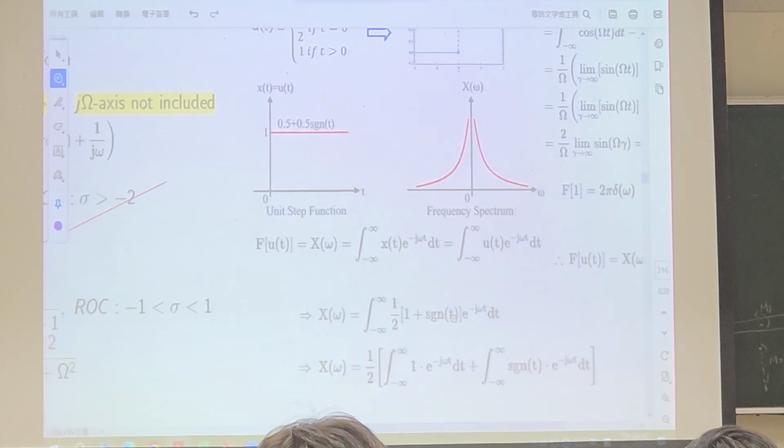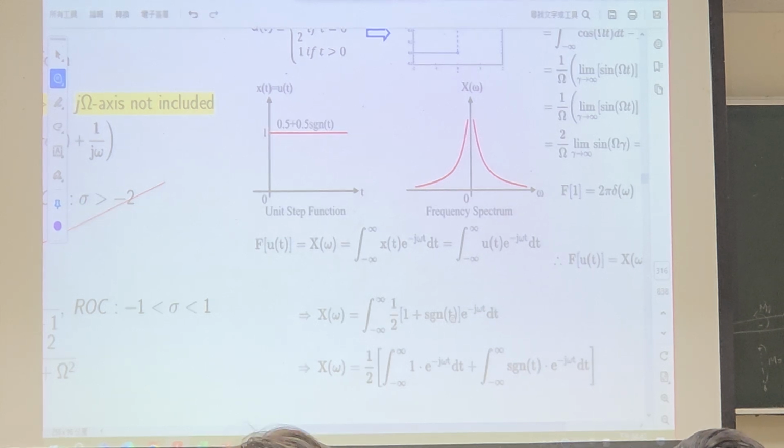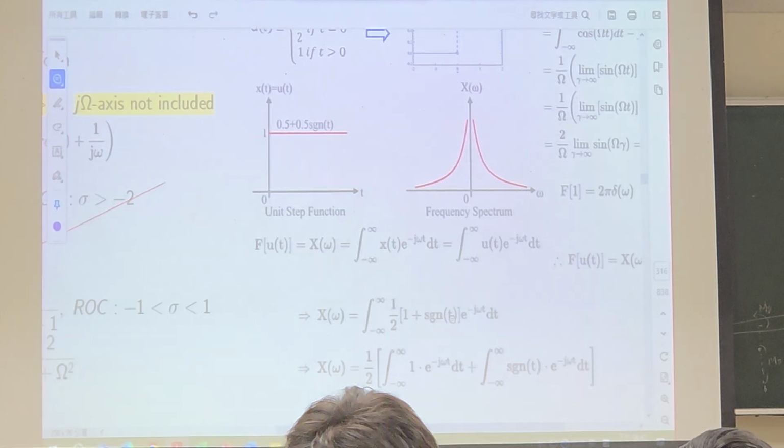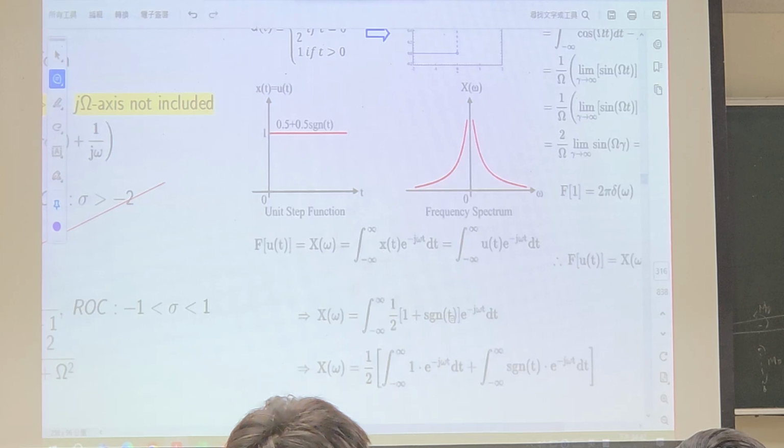Negative when t is smaller than 0, equal to 0 at t equals 0, and positive when t is bigger than 0. So the unit step function can be replaced by 1 plus the sign function.